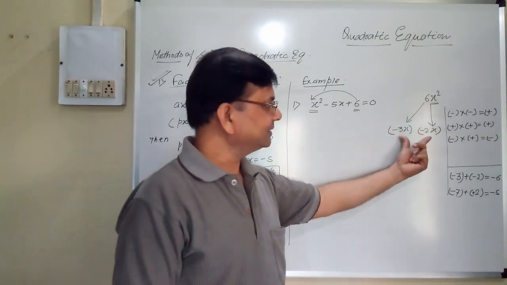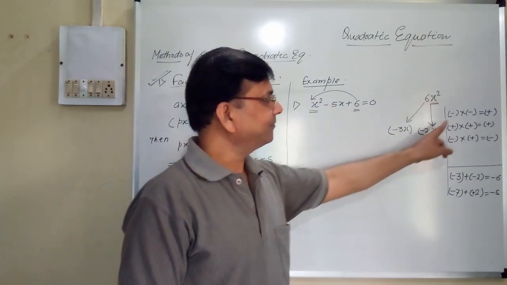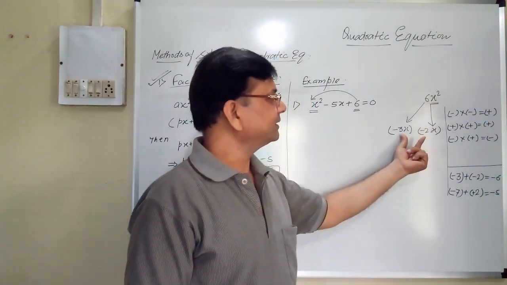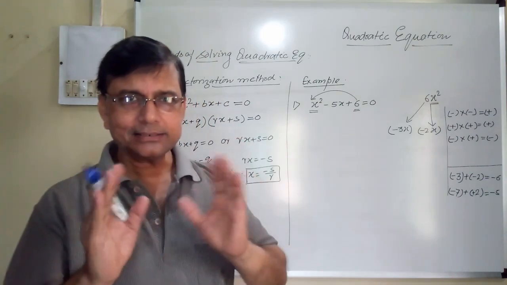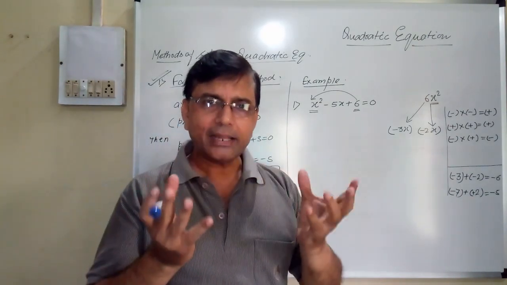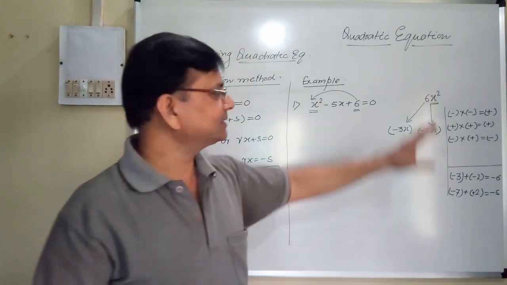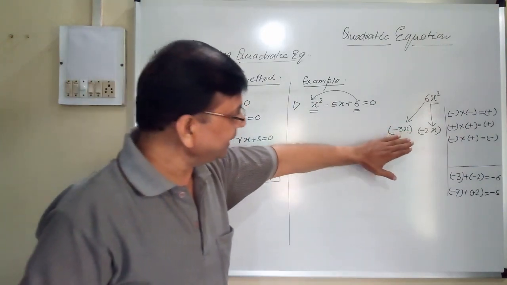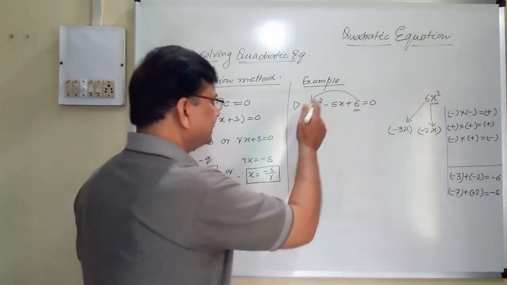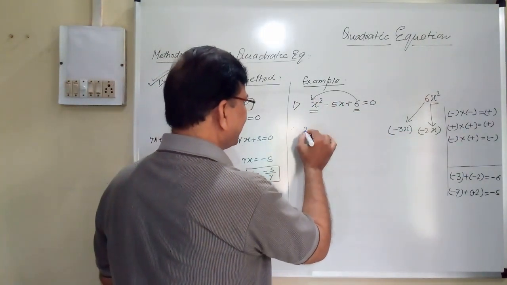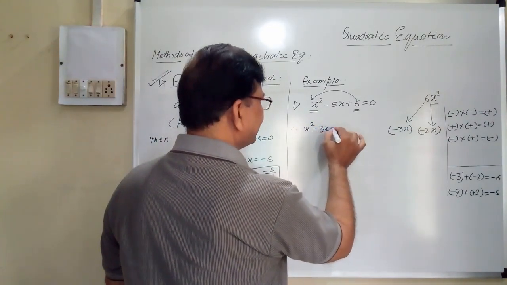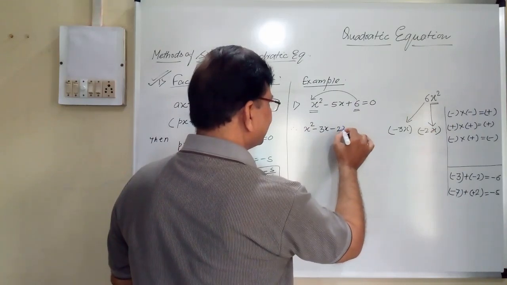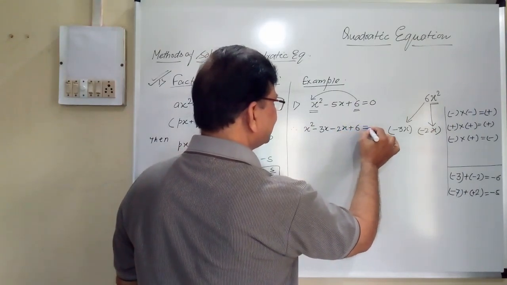What about the product? Negative, negative, it will become positive. Then we will get 3 into 2, that is 6, x into x, that is x square. So I think the concept of finding the factors of this number is clear. So accordingly, I will write over here. So this can further be written as x square minus 3x minus 2x plus 6, that is equal to 0.